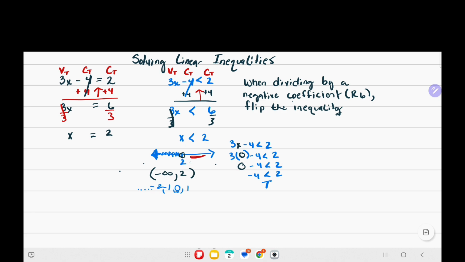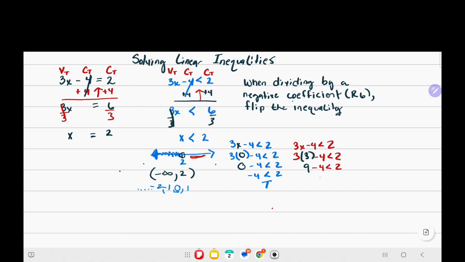All right, let's try 3. So the original equation is 3x minus 4 less than 2. Let's plug in 3. 3 is greater than 2. We're saying that the solution is 3, and we bring everything else down. All right, 3 times 3 is how much? 9. And then the minus 4 less than 2.